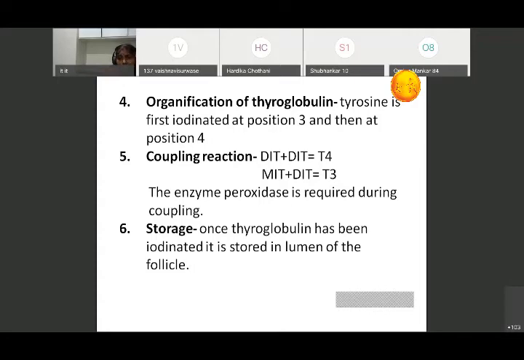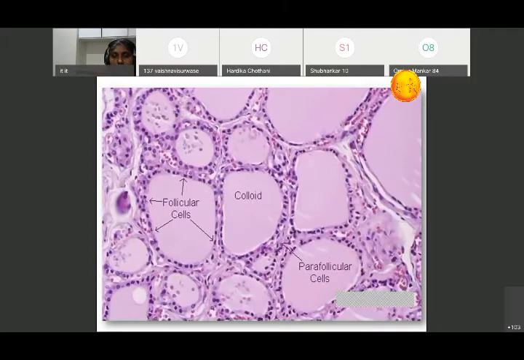After formation, T3 and T4 have formed, and they must come out of the follicular cavity and go into the blood. We will see afterwards how they come back to the blood. So after that, what happens? They are stored. Thyroglobulin is stored in the lumen of the follicles, in the colloidal material, where the thyroglobulin molecules are stored. It contains the hormones T4 and T3.